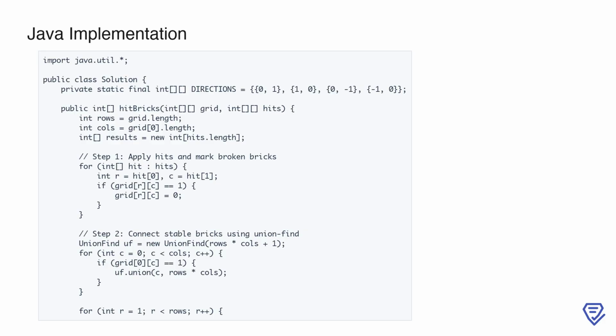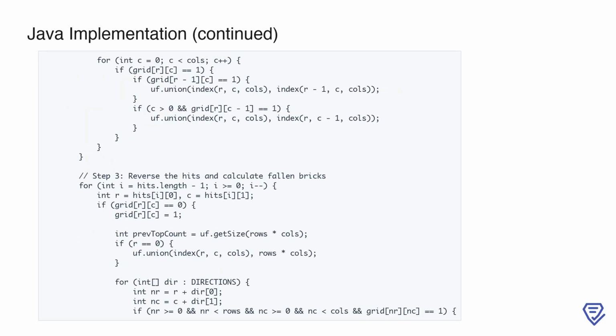Then, in step 2, we establish connections between stable bricks using a union-find structure, starting with the bricks in the top row. These are directly connected to a virtual top node representing stability. This setup ensures we can efficiently track the stability of bricks as we process the hits.